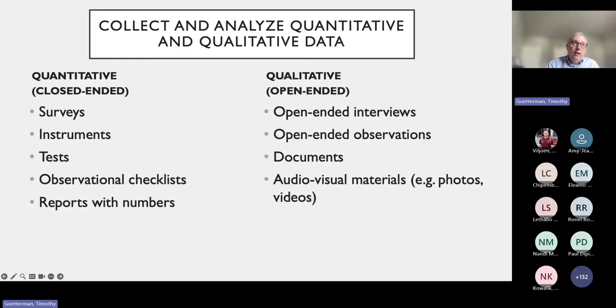So first, I said we're collecting and analyzing both quantitative and qualitative data. So when I think of quantitative, I tend to think of data that's more closed-ended. So this can be data that we are collecting through things like surveys or instruments. So if you send out a survey with Likert type items and then you're compiling those, for instance, instruments that can be psychological tests, it could be medical test results.